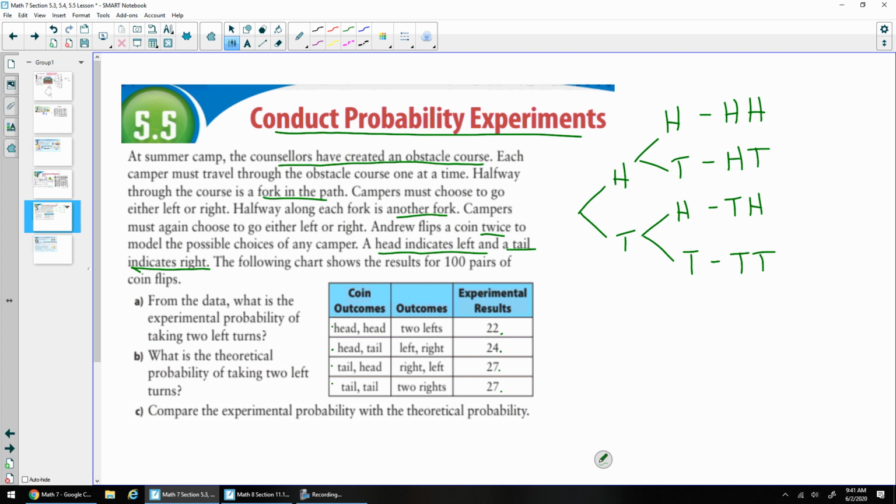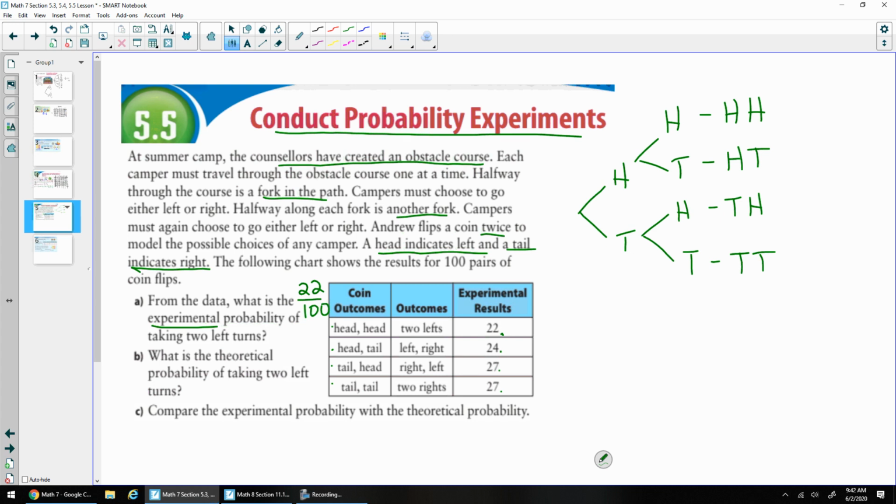So from the data, what is the experimental probability of taking 2 left turns? Well, there's 22 of the favorable outcomes, 22 heads and heads. So this would be 22 out of the 100 total pairs of flips. So 22 out of 100.